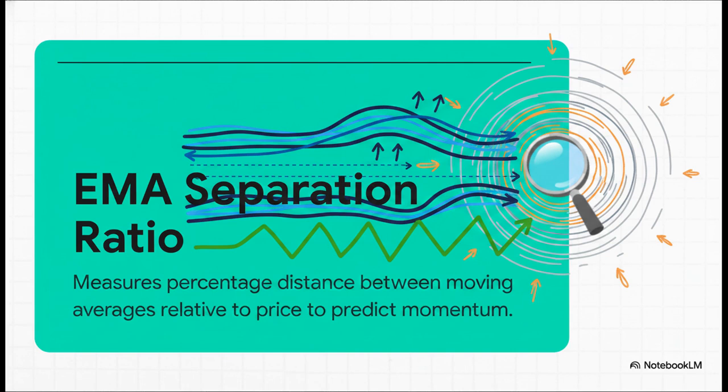The EMA separation ratio is a continuous feature that measures the percentage distance between these moving averages relative to the asset's price. So instead of just waiting for a binary cross on your screen, this ratio mathematically predicts momentum acceleration and incoming crossovers before they even visually happen on the chart.